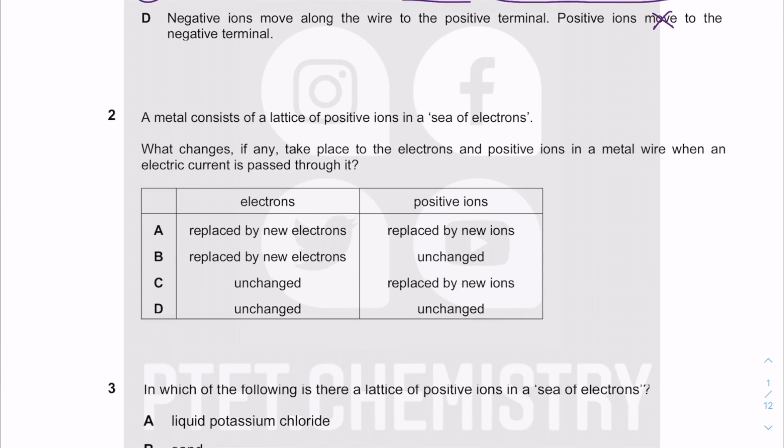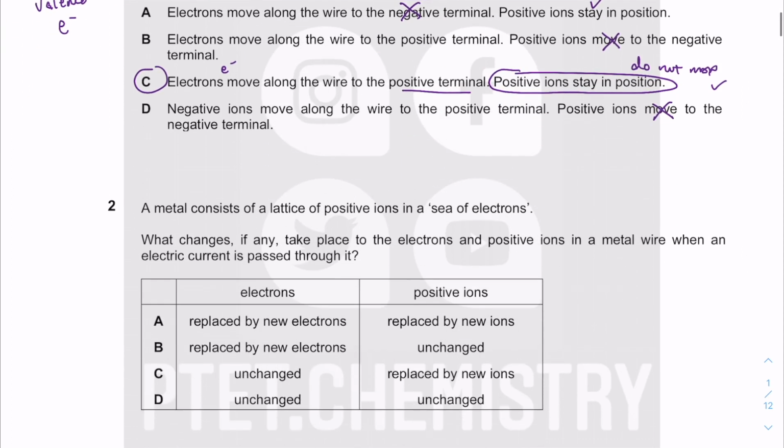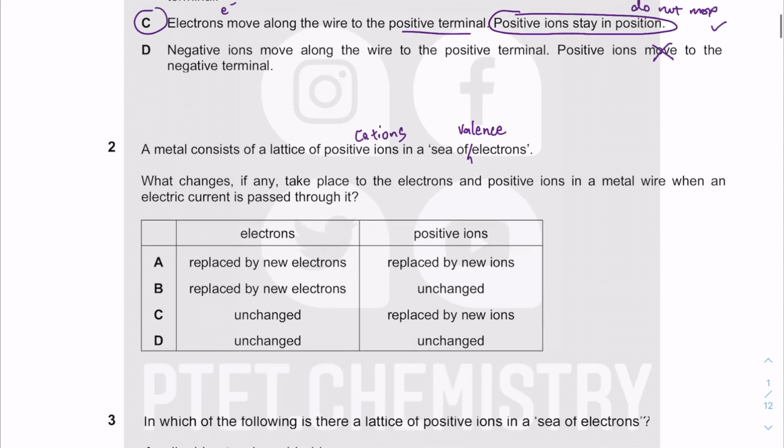Question 2. So again, this is basically describing the structure of a metal, a lattice of cations or positive ions in a sea of delocalized valence electrons. In a lot of textbooks, you will see it as a sea of electrons, but it's important that you remind yourself it's valence electrons, instead of all the electrons, which is not clear from just looking at "sea of electrons." All right, so what changes take place to the electrons and positive ions?